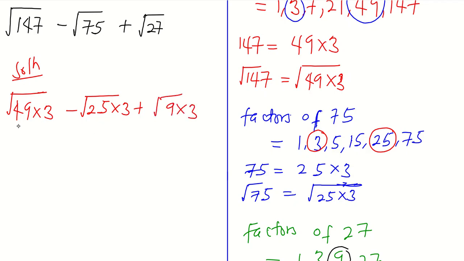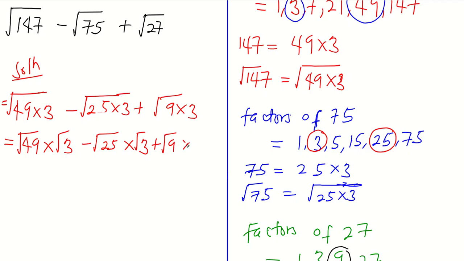Now this implies that the square root is going to affect every number under the square root sign. So which means you're going to have, there should be an equal to here. Square root of 49 times square root of 3 minus square root of 25 times square root of 3 plus square root of 9 times square root of 3. In order to make it nice and not to confuse anyone, you can put it in brackets.